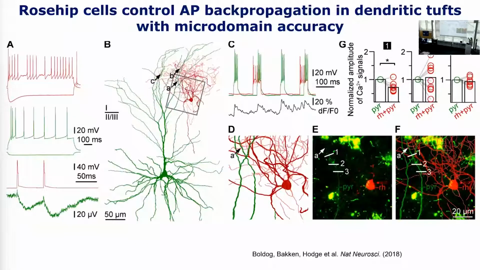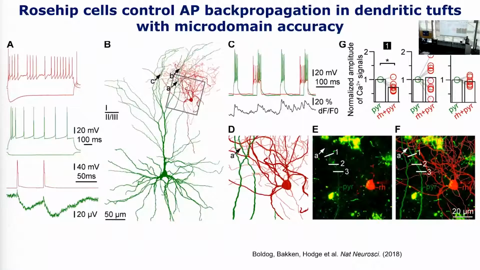But we don't see an effect at 5 and plus 5 micrometers further apart. So this is a real local inhibition of backpropagating action potentials, which we gauged in response to inhibitory input from these cells. So what these Rosehip cells do is provide extremely precise, spatially very compact inhibition to distal dendrites of layer 3 pyramidal cells.